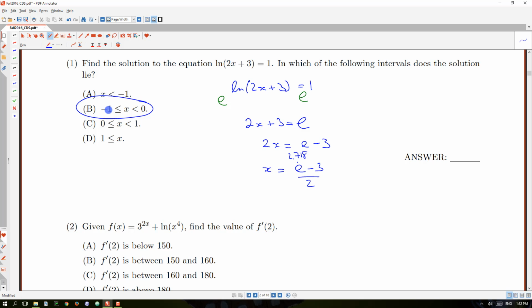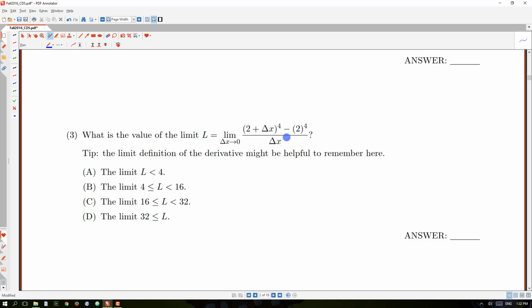We can be a little more precise with our calculator and obtain the approximate answer, negative 0.141. So B is the answer to question number 1. The second question selected by the poll online through the check-ins was question number 3, and this was a limit question, and you could do some testing values, things like that.